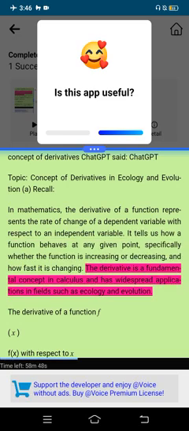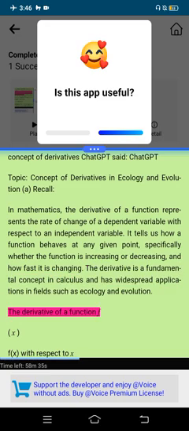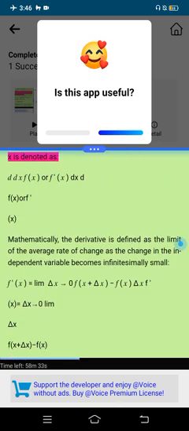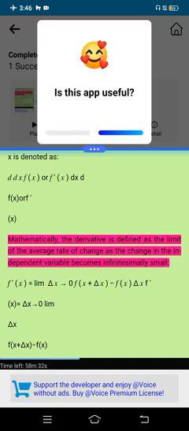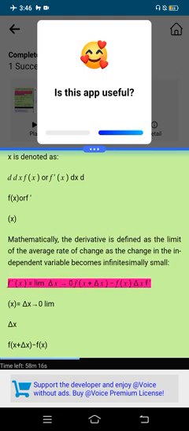The derivative is a fundamental concept in calculus and has widespread applications in fields such as ecology and evolution. The derivative of a function f(x) with respect to x is denoted as d/dx f(x) or f'(x). Mathematically, the derivative is defined as the limit of the average rate of change as the change in the independent variable becomes infinitesimally small: f'(x) = lim as Δx approaches 0 of [f(x + Δx) − f(x)] / Δx.